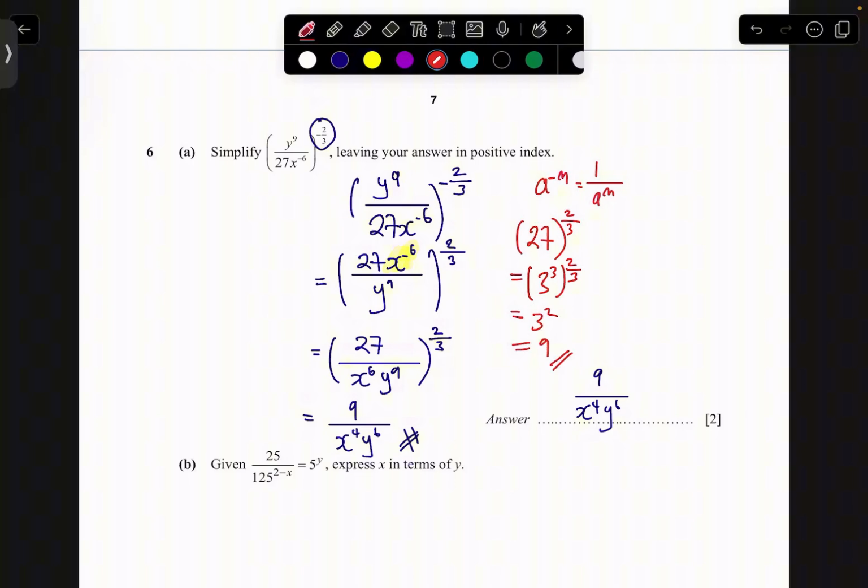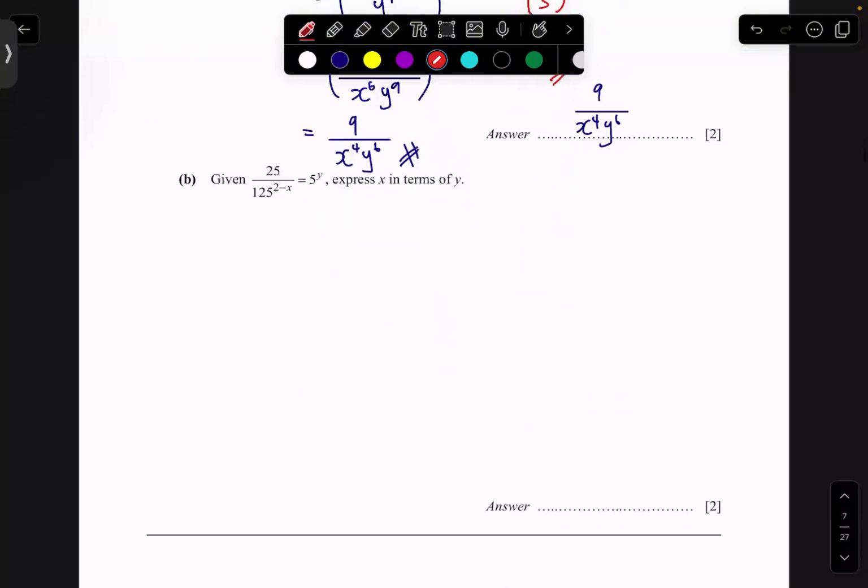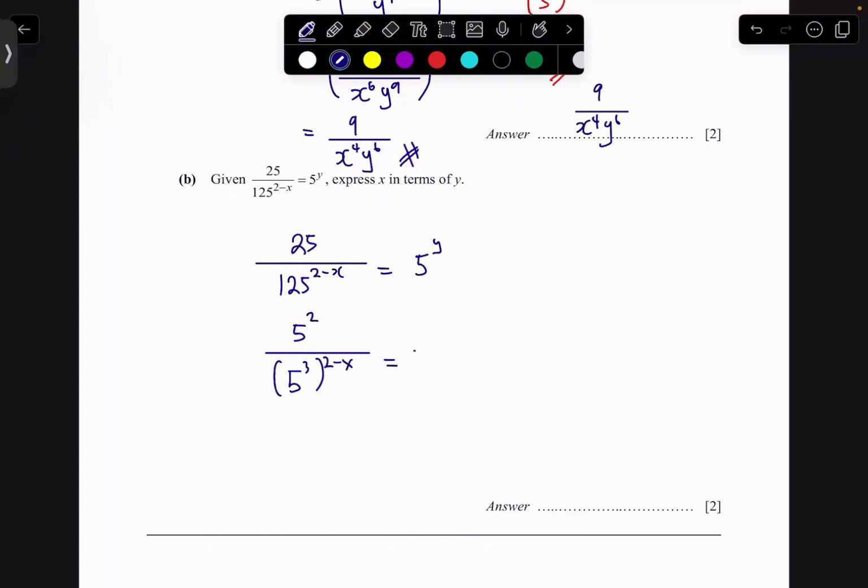Okay, part B. Given that 25 over 125 to the power of 2 minus x equals 5 to the power of 1, express x in terms of y. So this sort of question, what do we do? Make them into the same base. Let's write down the equation first. 25 over 125 to the power of 2 minus x equals 5 to the power of 1. So 25 is 5 squared, 125 is 5 cubed, to the power of 2 minus x, equals 5 power 1.